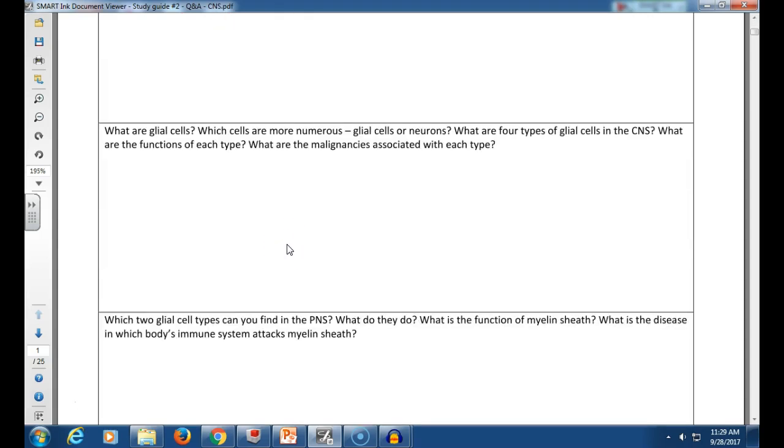Cells, know the functions. Okay? This is what we call declarative memory. It's not procedural. Okay? Answer all those questions. 4 types of glial cells in the CNS. Know that Schwann cells and oligodendrocytes are functionally same, but Schwann cells are in the PNS. Okay? Clear?